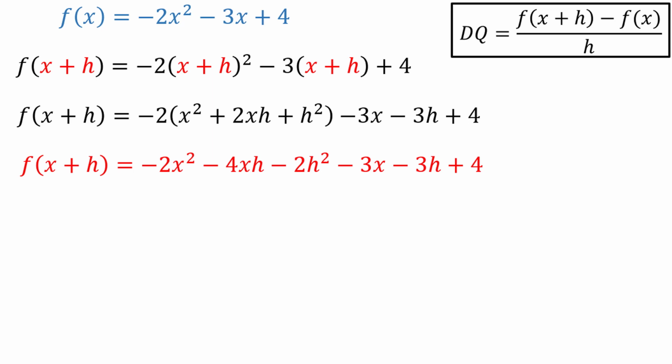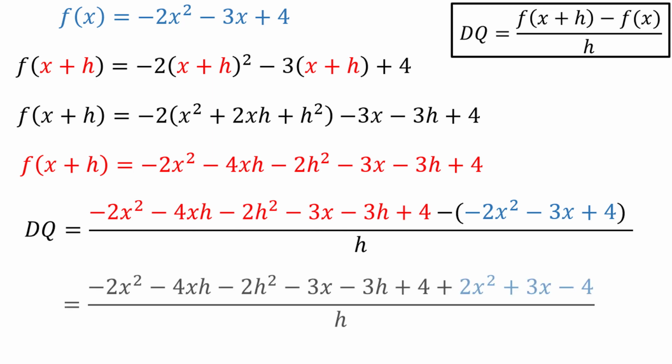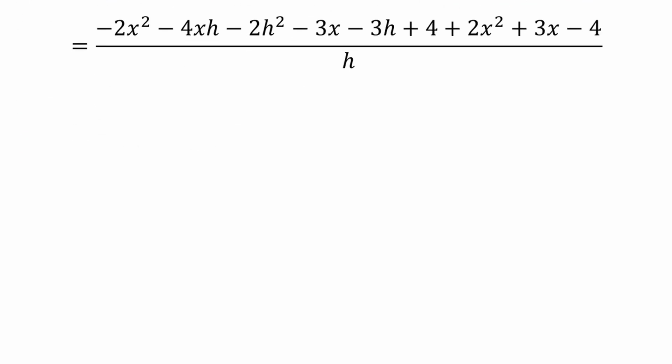The formula tells us to start with f of x plus h, so we can copy that to the top of the fraction. Then we must subtract f of x, but the entire function f of x must be subtracted, so we need to put it in parentheses. This is all divided by h. Distributing the negative sign, we have 2x squared plus 3x minus 4. I'm going to copy this over to a new page.